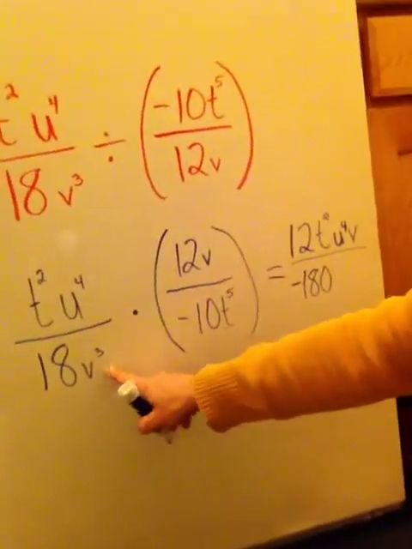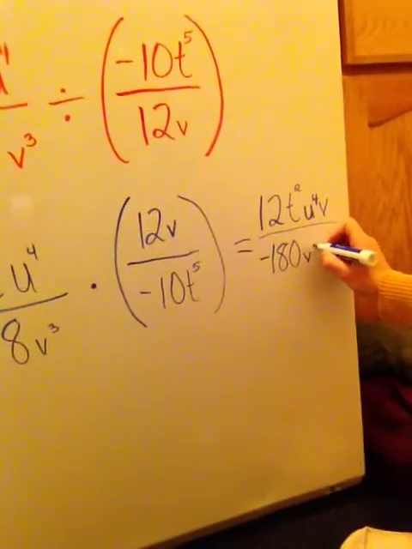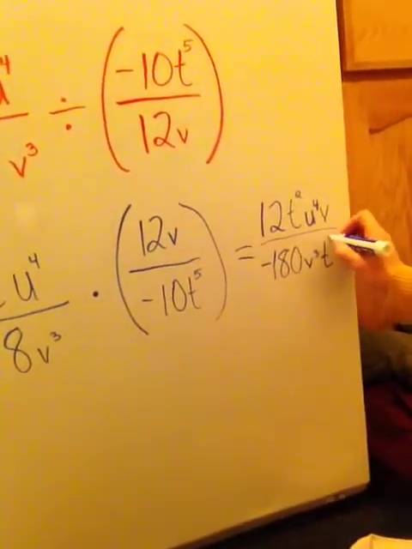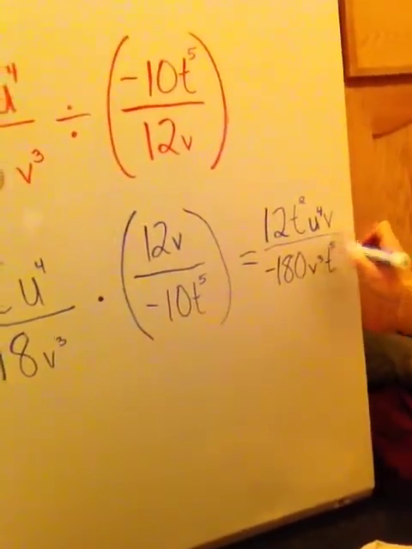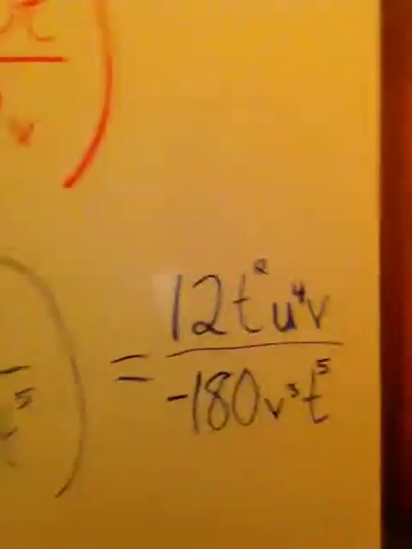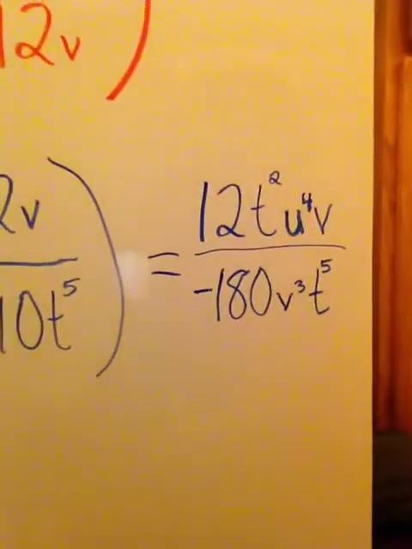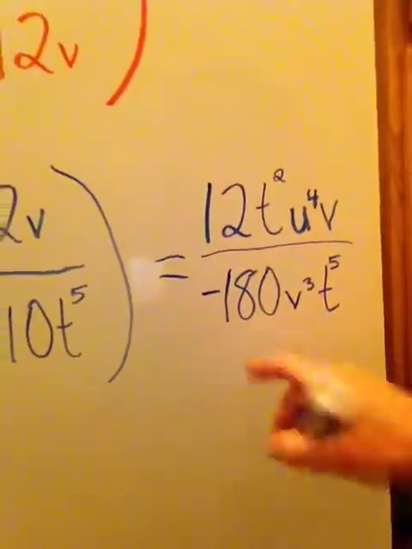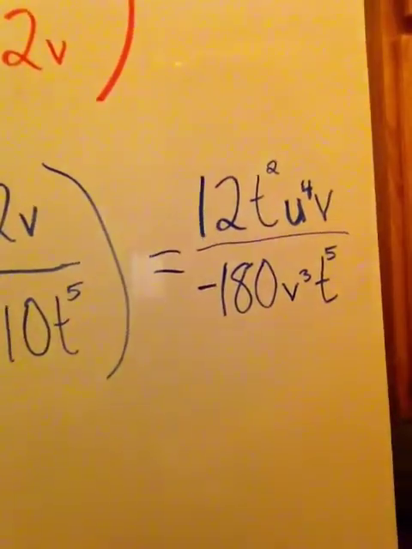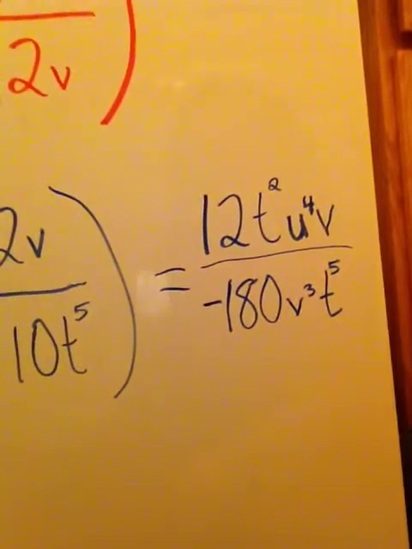Then my v to the third times t to the fifth. Again, they're not the same variables, so it's just v to the third times t to the fifth. Okay, so there's our fraction we need to reduce. So we have 12 and 180. What would go into both of those evenly?